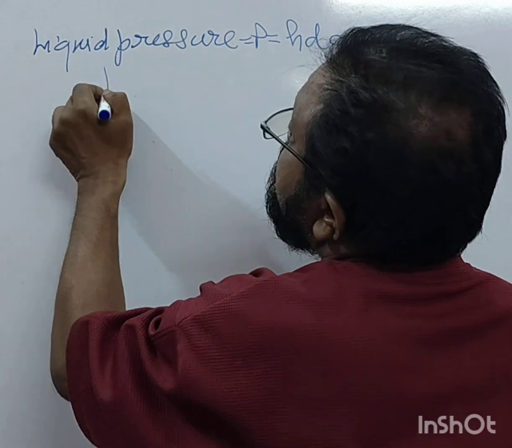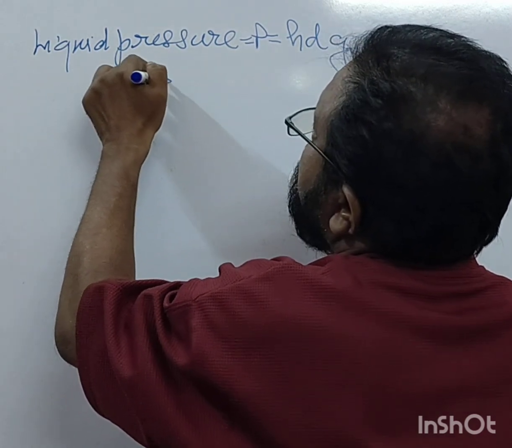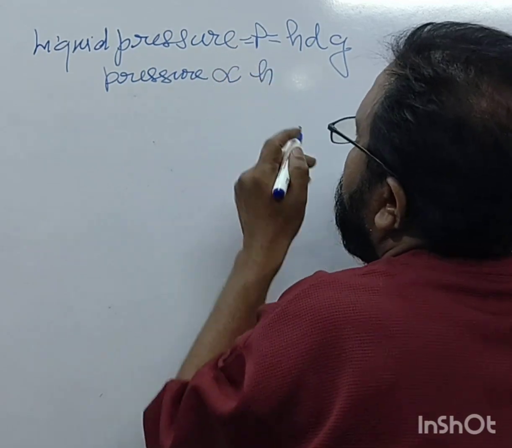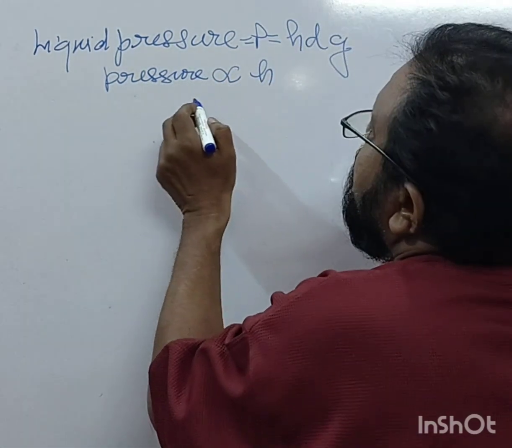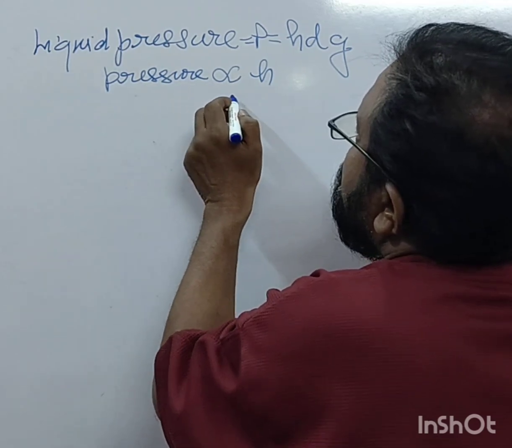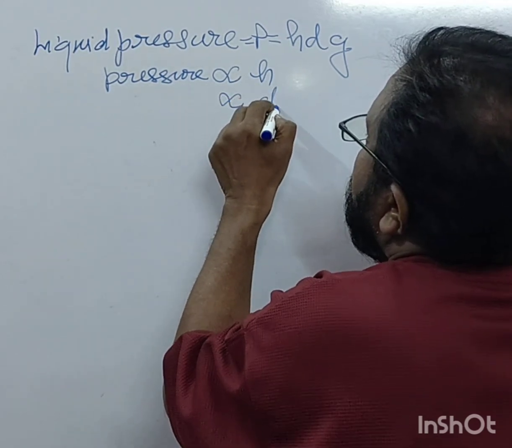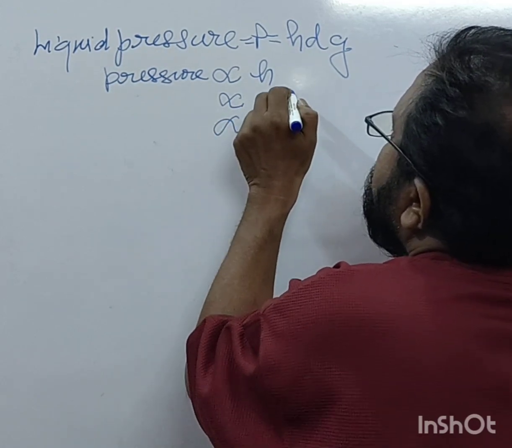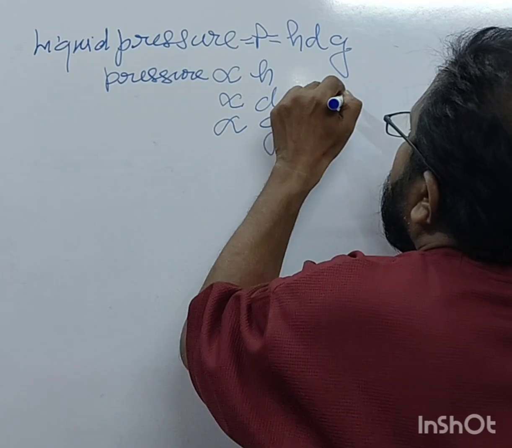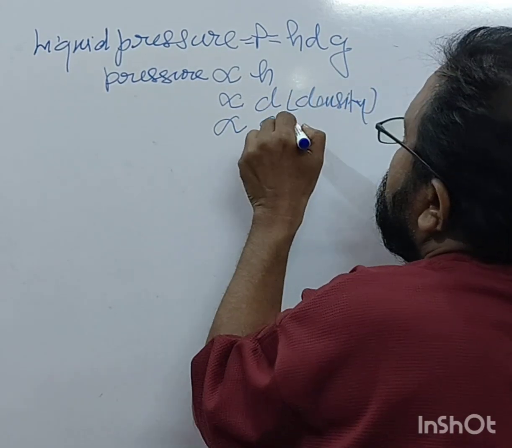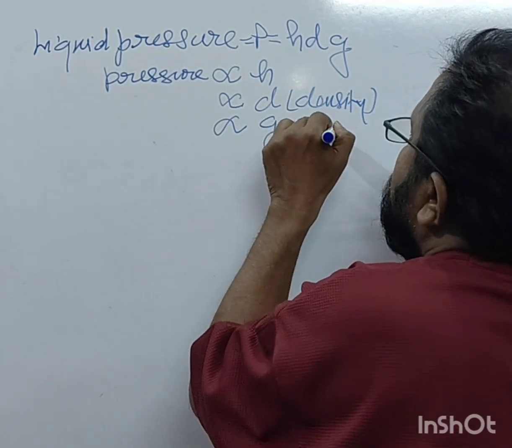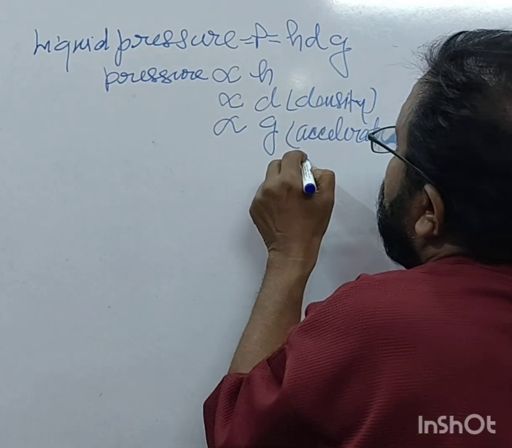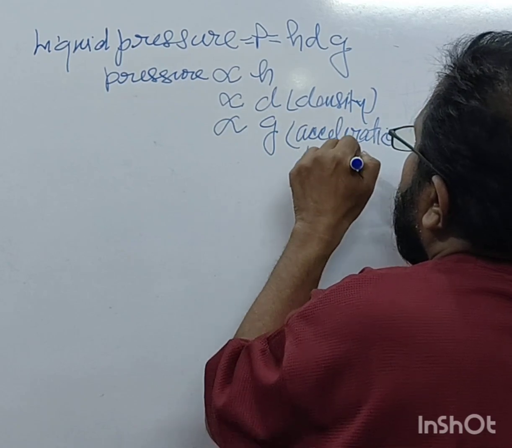So pressure is directly proportional to height, right? Pressure is directly proportional to density, and pressure is directly proportional to g. This is density, and this is acceleration due to gravity.